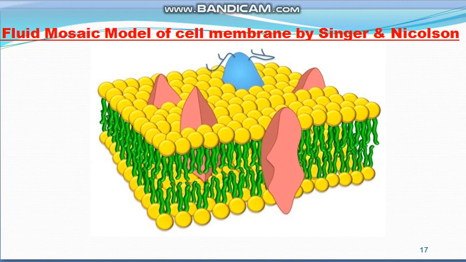So there are three models given by different scientists about the structure of the cell membrane. One is the Danielli-Davson model, second is the Robertson model, and third one, which is more explained, is the fluid mosaic model. So this is all about the three models of the cell membrane.